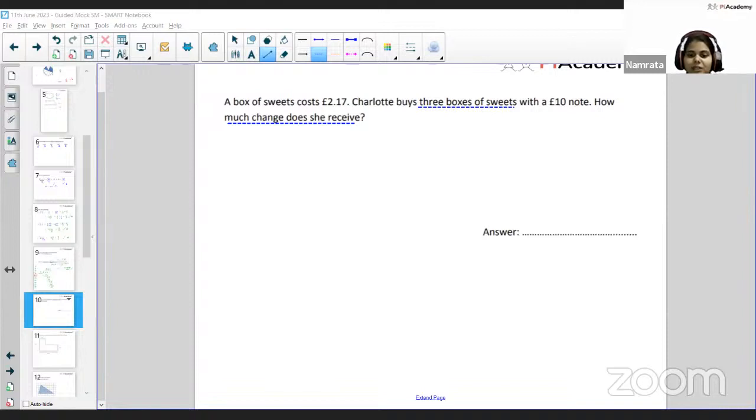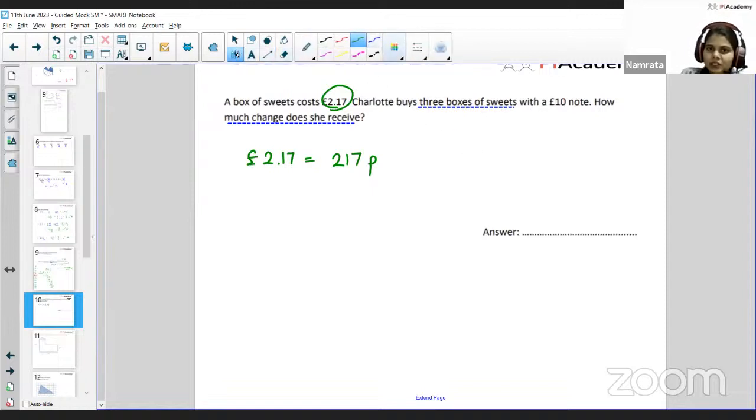Okay, so yes, we can start discussing. So here we have a box of sweets which costs 2.17 pounds. Yes, so if we convert this into pence, 2.17 becomes 217 pence, right? Since we already know 1 pound is 100 pence.